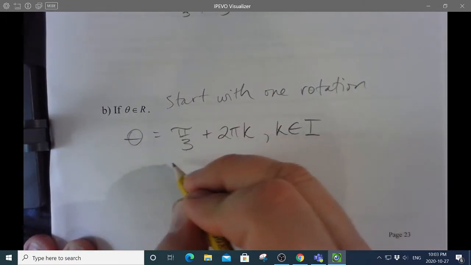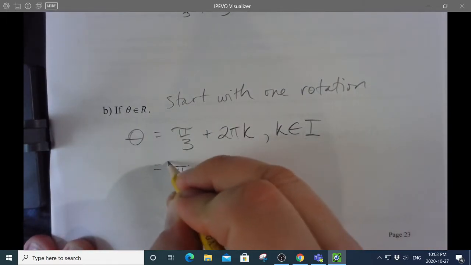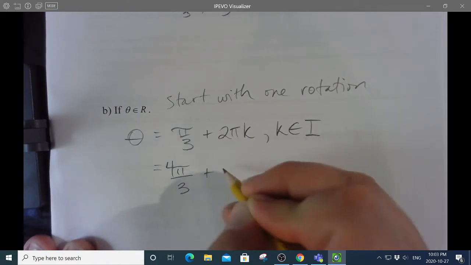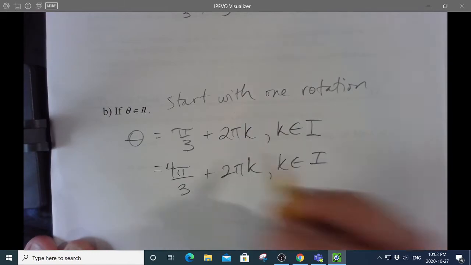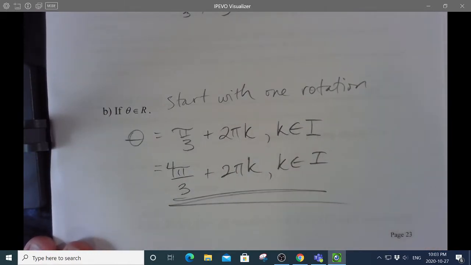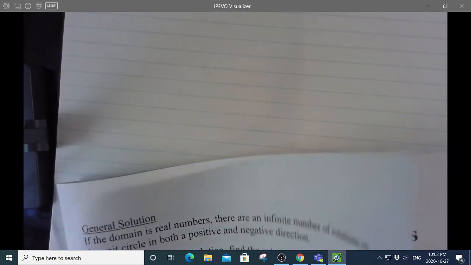I need to do the same thing for the other answer. And yes, you have to do them separately. You can't mush them into one answer. That's what we're looking for. Okay, let's try another one. Let's try another 2.